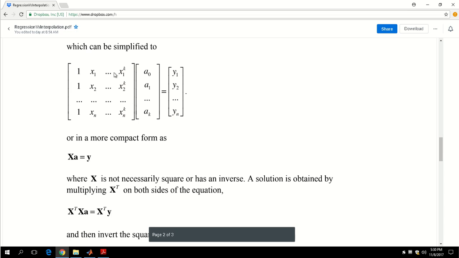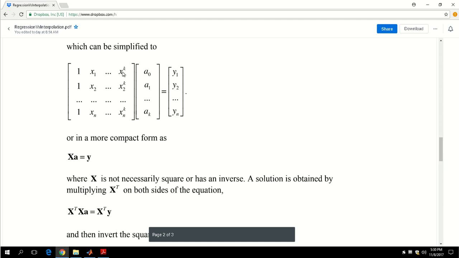So each row actually corresponds to one data point, right? So if we have like 20 data points, then we should have like 20 rows. So n goes from x1, x2, to xn, right? And how many columns we have depends upon the order of the polynomial that we're going to try to construct.